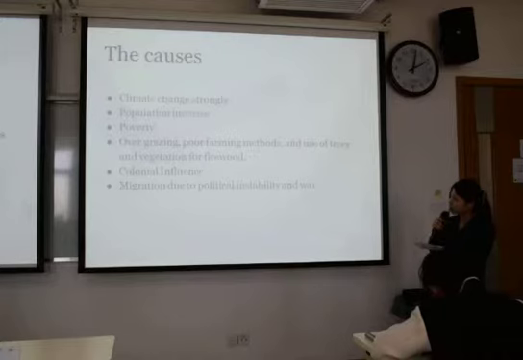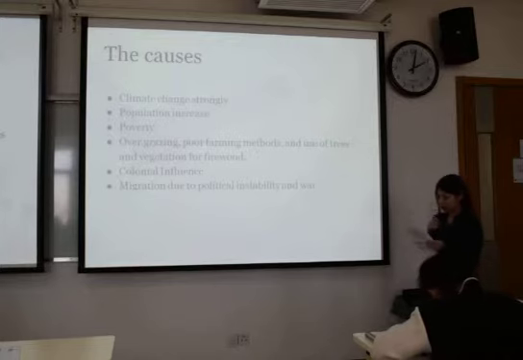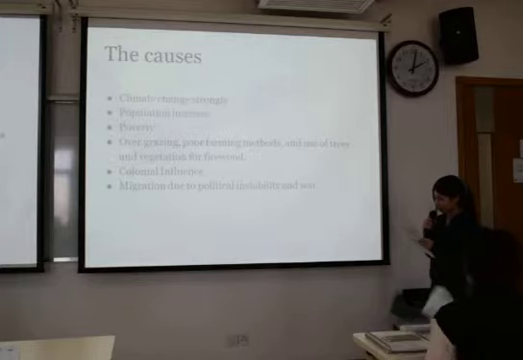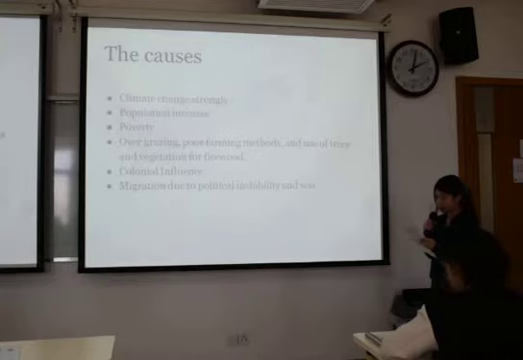And the second one is population increase, 人口增长. Population increase is doubling every 20 years. The growth rate of population exceeds the growth rate of food production. The total population is around 2.6 billion.